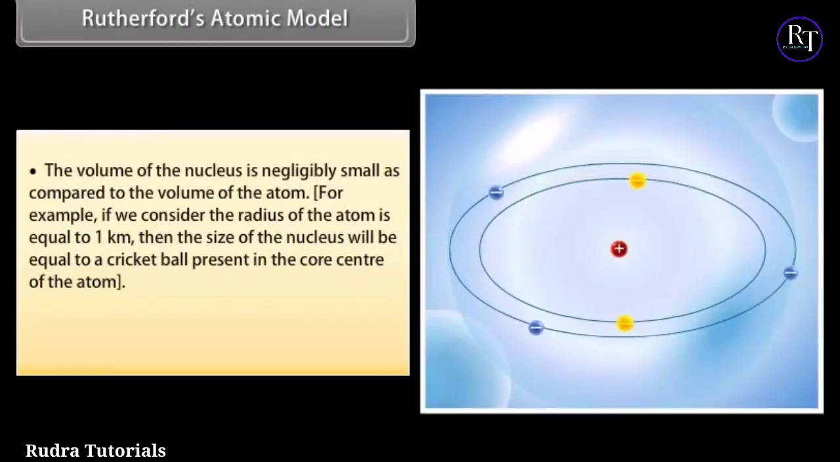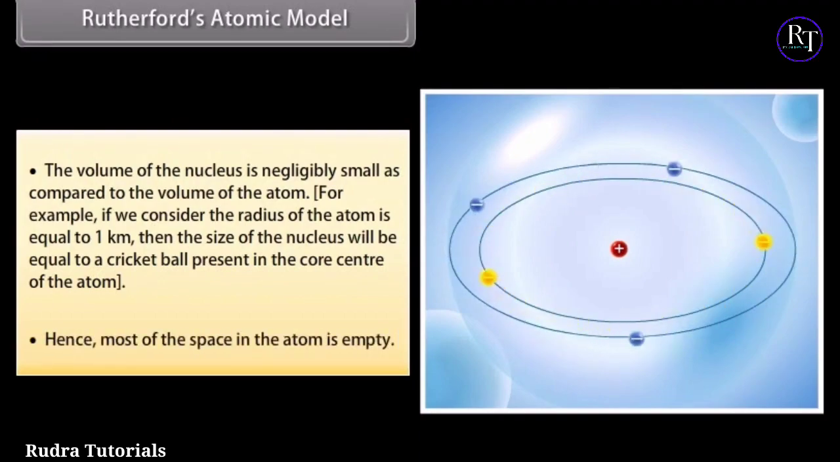The volume of the nucleus is negligibly small as compared to the volume of the atom. For example, if we consider the radius of the atom is equal to 1 kilometer, then the size of the nucleus will be equal to a cricket ball present in the center of the atom. Hence, most of the space in the atom is empty.